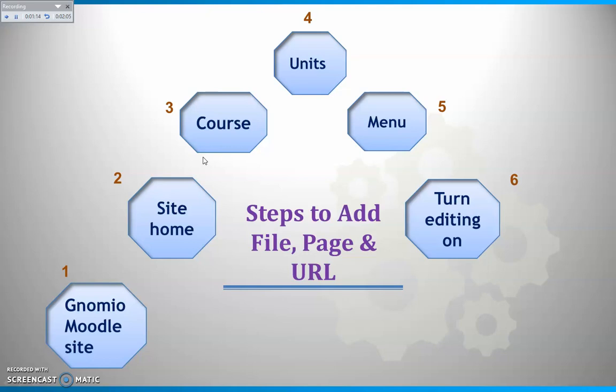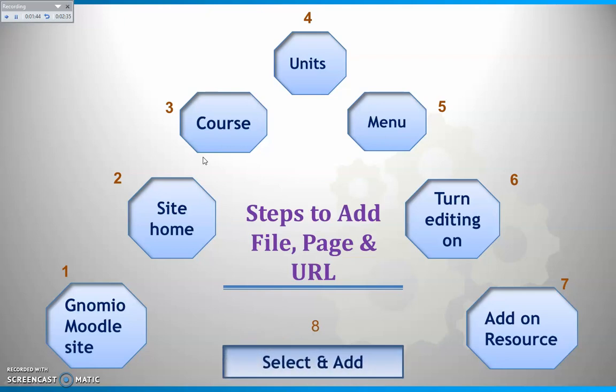After clicking on turn editing on, you will see the add resource button on the different units which you have already added into the course. Then click on add resource. You will see a window open. You should select file, page or URL, whatever you want, and then click on the add button. So select and add is the last step for adding the file, page and URL into the Genomio Moodle course.